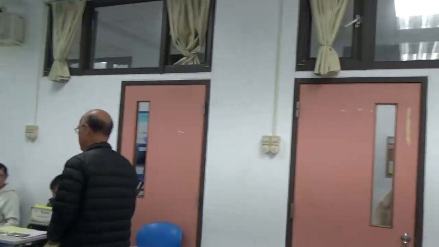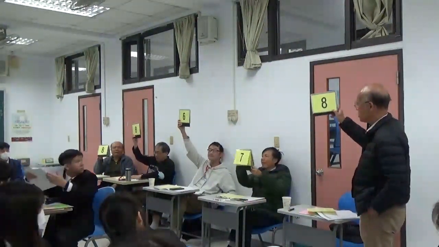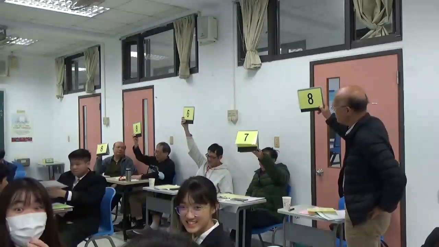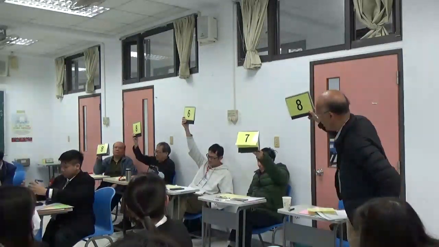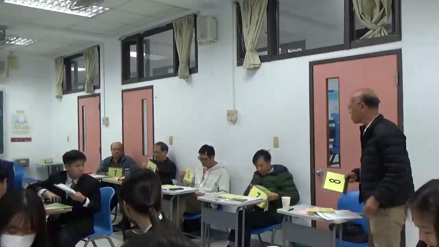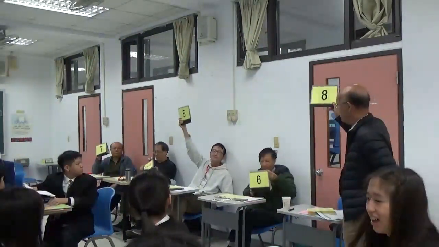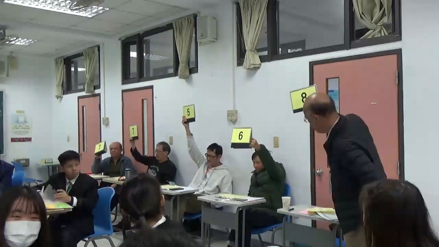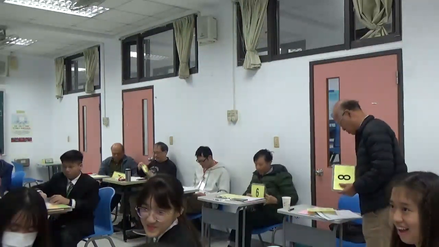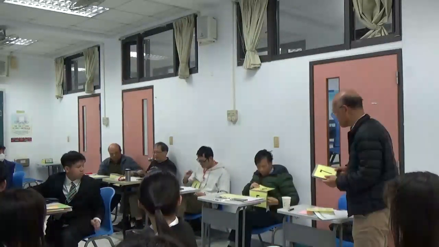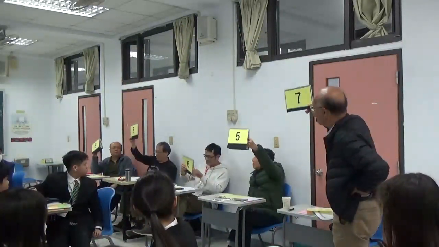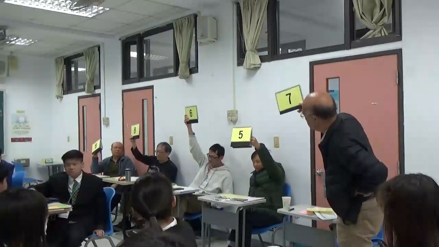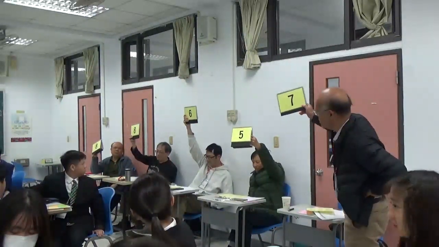All right, show scores for the reporter. Starting from me: 8, 7, 6, 8, and 8. Score for opponent: 8, 6, 5, 7, and 7. Score for reviewer: 7, 5, 6, 8, and 8.